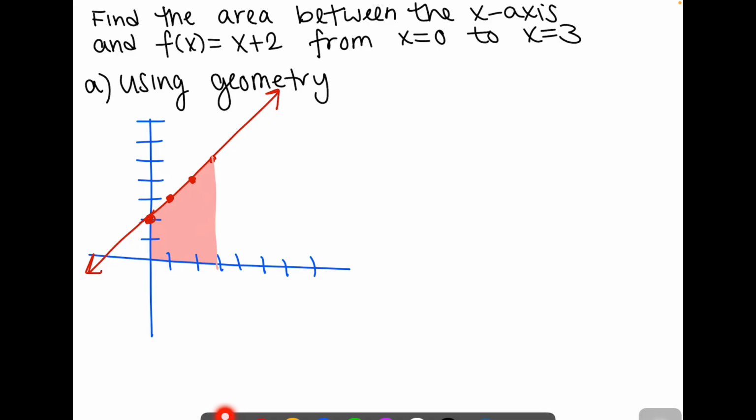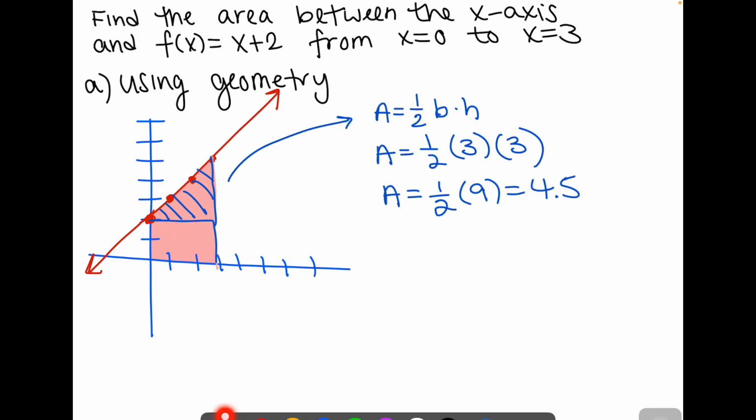So I'm going to draw a picture. Our function is a line. We have the line y equals x plus 2, so that has a y-intercept of 2 and a slope of 1, so up 1 over 1. So that's my function. I want to find the area under this curve, between this curve and the x-axis, from x equals 0 to x equals 3. The shape I have is a trapezoid, so I can actually use geometry to find this area.